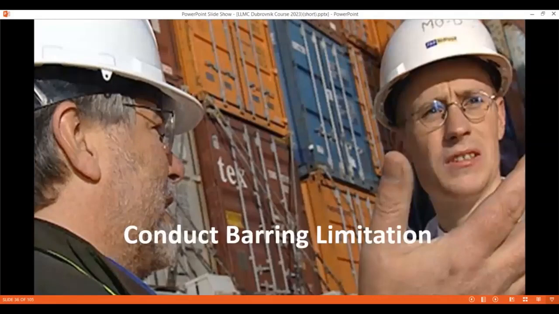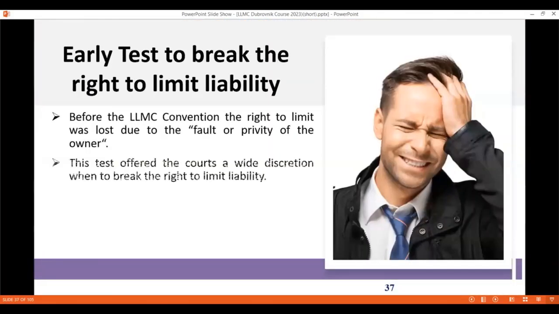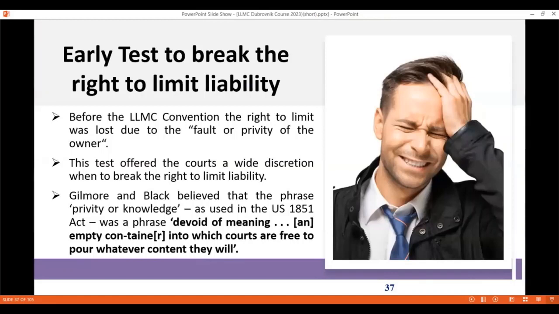Now, the conduct preventing limitation. This was very interesting because until 1976, the right to limit liability was lost by fault or privity of the owner. So it was very easy to break the right to limit liability. In fact, it depended on the judge who came before. If he liked the concept of limitation of liability, he would say there's no privity or fault. If he didn't like the concept, for sure he would find a way.